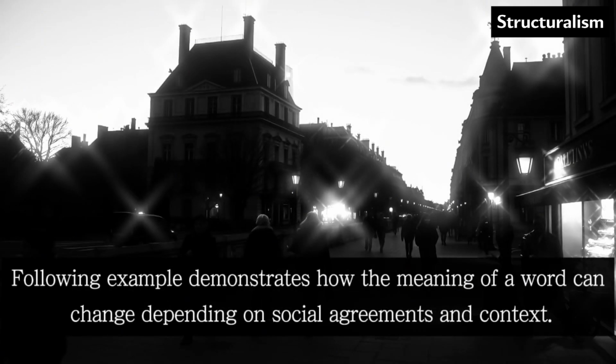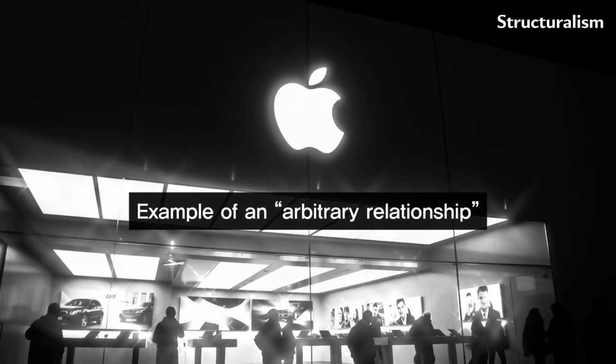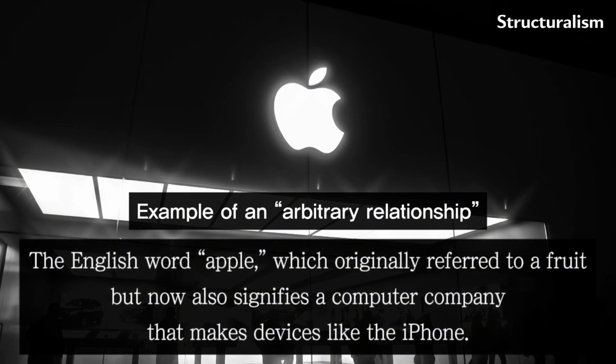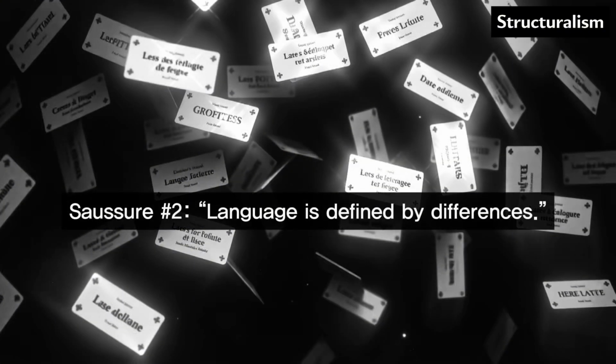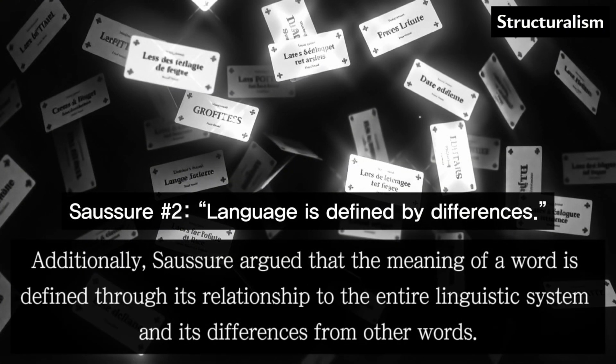The following example demonstrates how the meaning of a word can change depending on social agreements and context. The English word apple, which originally referred to a fruit, but now also signifies a computer company that makes devices like the iPhone. Additionally, Saussure argued that the meaning of a word is defined through its relationship to the entire linguistic system and its differences from other words.